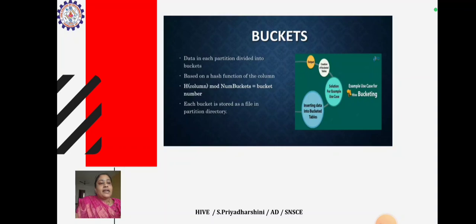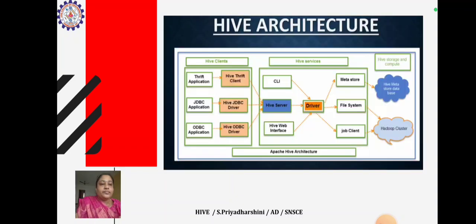Let's see what are buckets. The data in each partition is divided into buckets. First we know that tables are partitioned into partitions, and now the data in partitions is partitioned into buckets based on a hash function of a column. The syntax could be hash(column) mod num_buckets, which is equal to the bucket number. Each bucket is stored as a file in the partition directory.